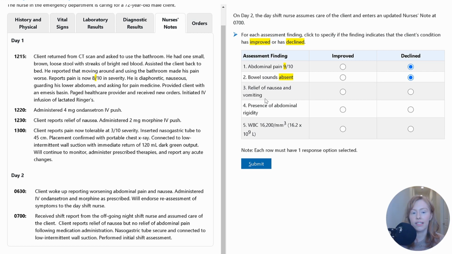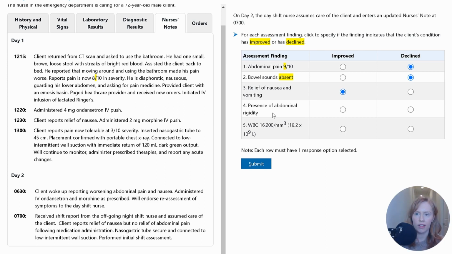A relief of nausea and vomiting. Well, that's good. He had it 30 minutes ago. It was treated. So probably a little bit of this low intermittent wall suction doing its job and decompressing his stomach, and that Zofran taking effect. So yes, he's had a relief in his nausea and vomiting. That's improvement.